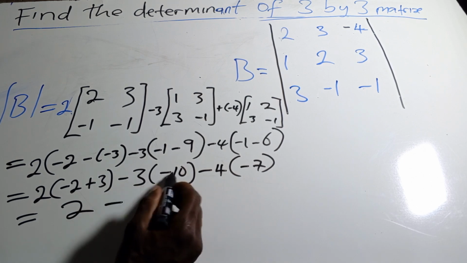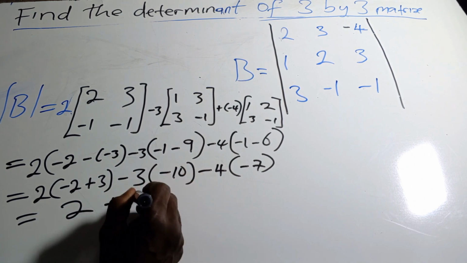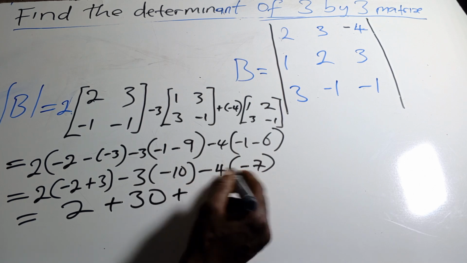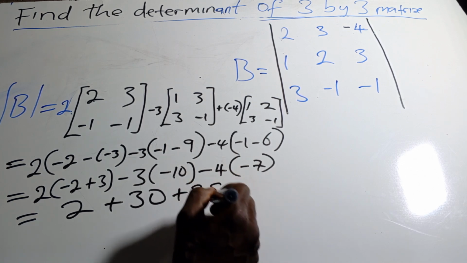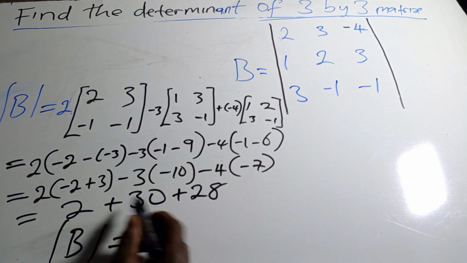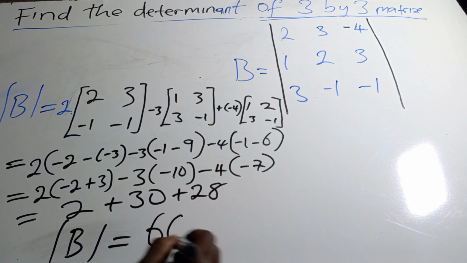We have minus times minus here is plus. 3 times 10, this is 30. Minus times minus is plus. 4 times 7 is 28. We are going to have the determinant of V, that is, the determinant of V is equal to 2 plus 30, 32, 32 plus 28, this is equal to 60. The determinant of the 3 by 3 matrix here is 60.